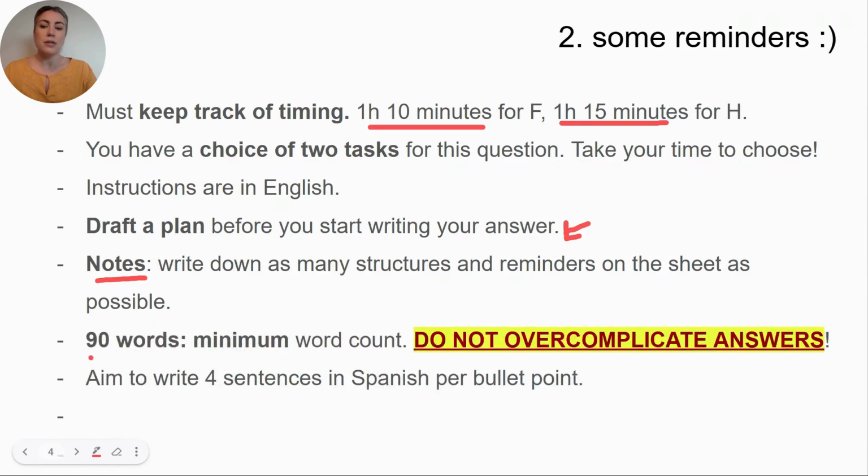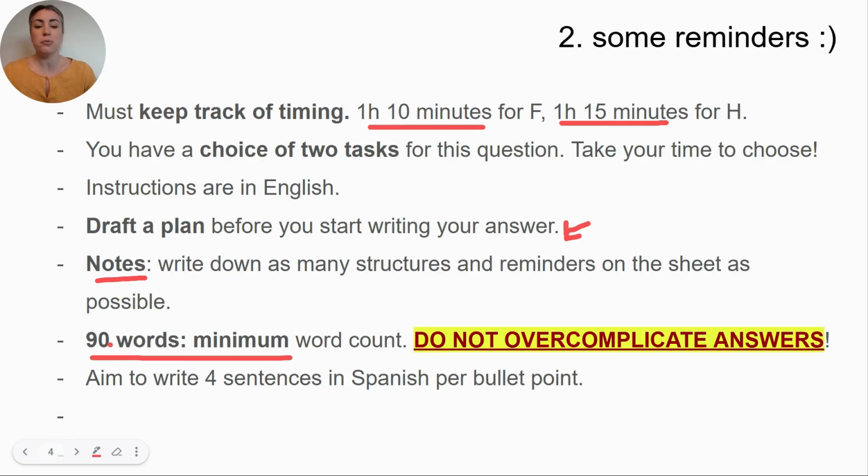Then 90 words is the minimum. It says around. If you go 1 or 2 words down over below 90 words, that's fine. But if it's 85, 80, then you will start being marked down for content, okay? So you want to make sure that you include that.